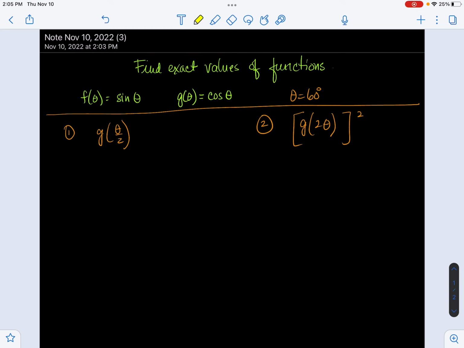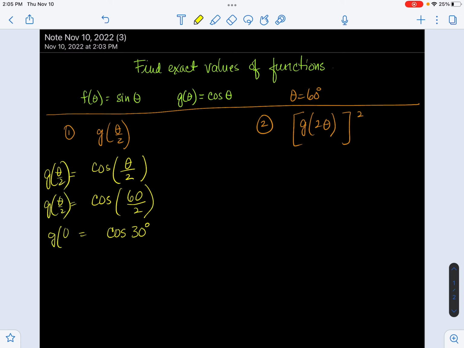Based off of that information, when I look at my first question, the first question talks about g function. And I'm like, g function, they're wanting me to use cosine. So instead of g, I write down cosine. Also, they're wanting me to use theta over 2. But the value of theta is given to me, which is 60 degrees. So over 2, that makes it cosine of 30 degrees. And now I finally understand what the question's even asking.